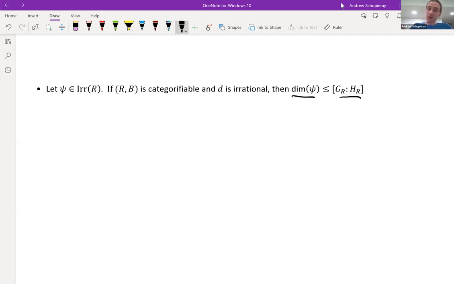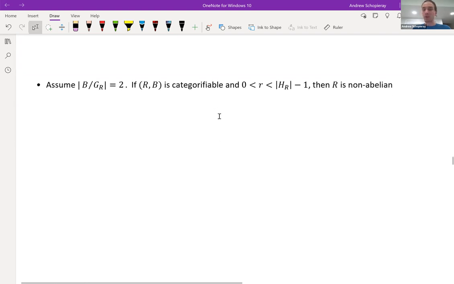So this is much less strict than in the near group case. You have a lot of fusion rings that have categorifications where D is irrational, but they're non-commutative. They have irreducible representations that are dimension 2, 3, etc. So you get a much larger set of interesting categorifiable fusion rings.